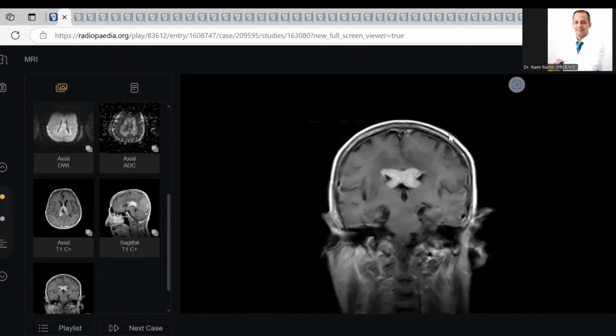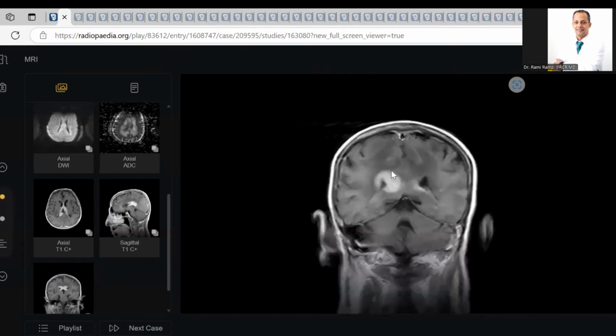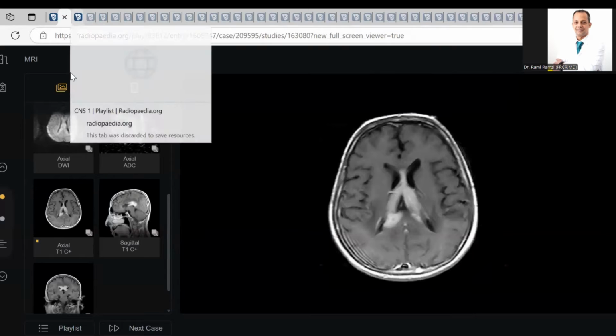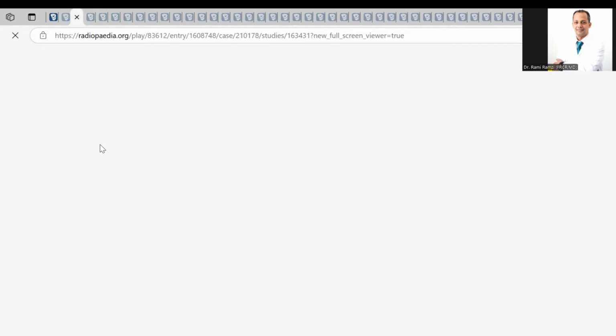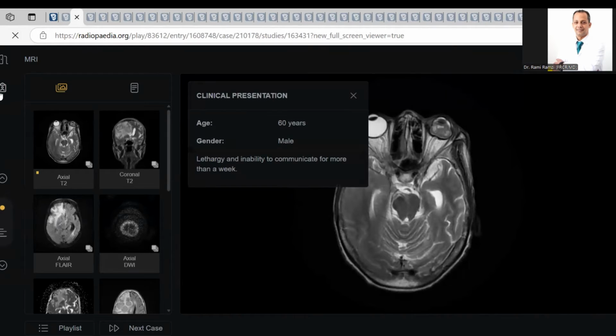What is the name of this appearance? Could you tell me, please? This is butterfly shaped and crossing the splenium. Could you tell me, if this is a butterfly glioma, which grade of glioma is it? High grade, grade 4. Thank you.